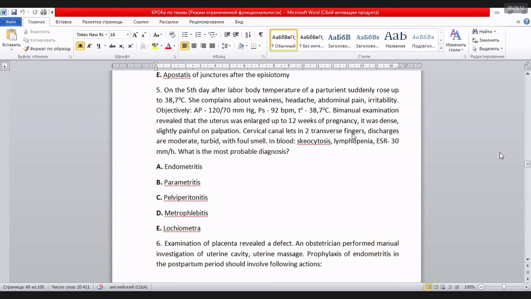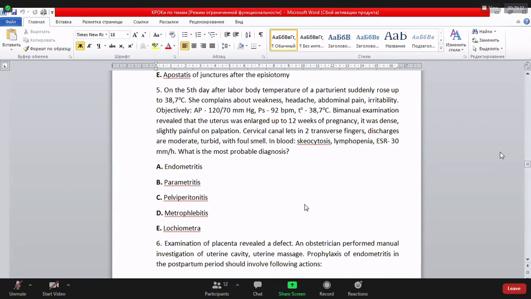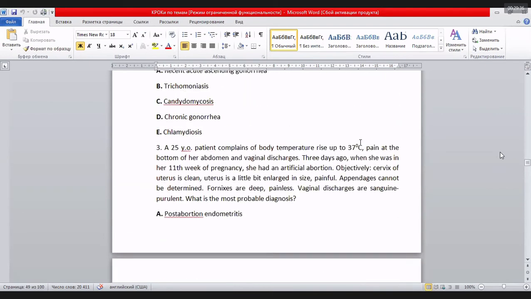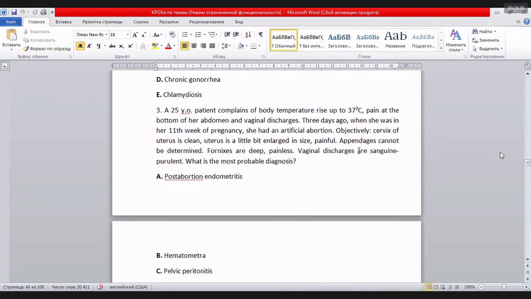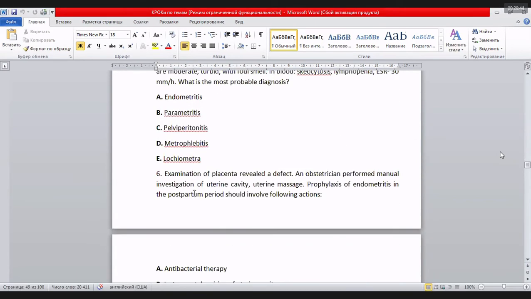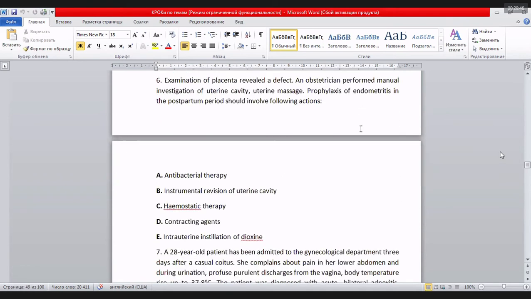Yes, it is endometritis. Thrombophlebitis, I told you, usually they describe the veins which the doctor palpated on the surface of the uterus. Pelvic at all, it is another clinical picture. Parametritis also, there is no any symptoms of parametritis. That's why it is endometritis. To my mind, this test was present two years ago, when he suggested lochiometra. This was present in your KROK test.